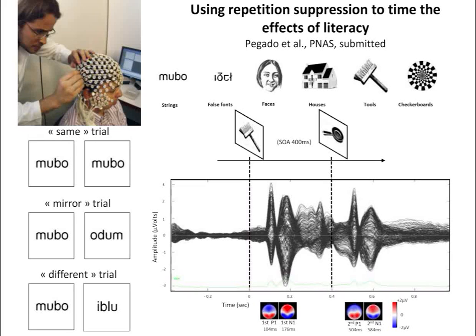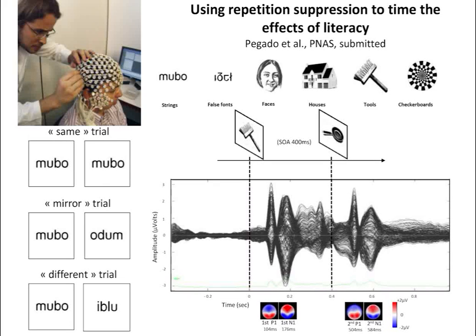The same trials where the two pictures were the same. The mirror trials where there was one picture and then its mirror image. And then the different trials where there was one picture and then a completely unrelated picture. Always from the same category. But this allowed us to look for what is called repetition suppression.